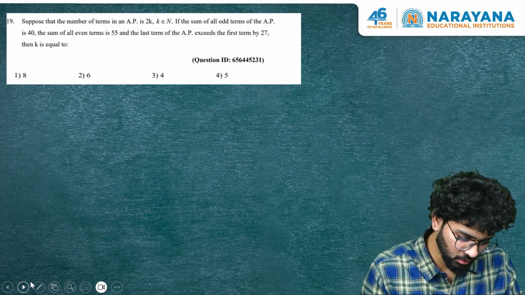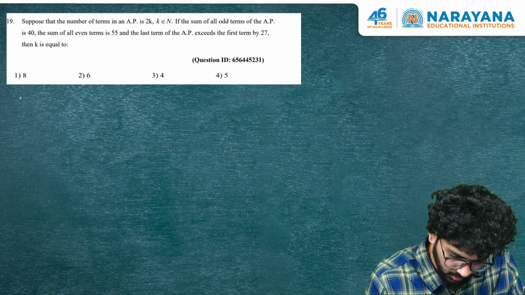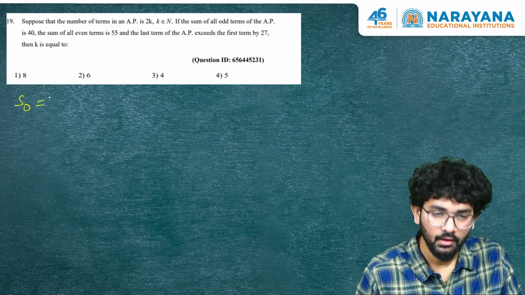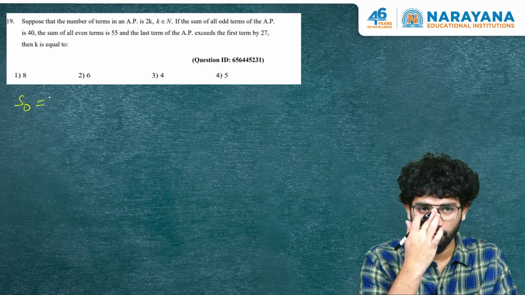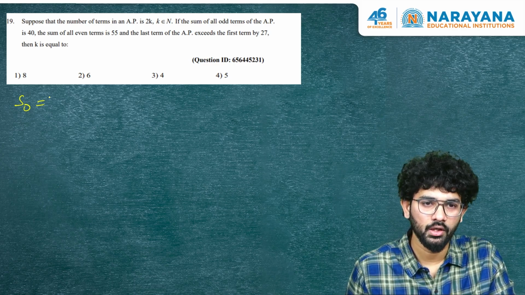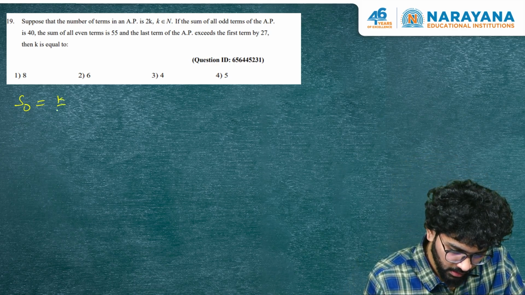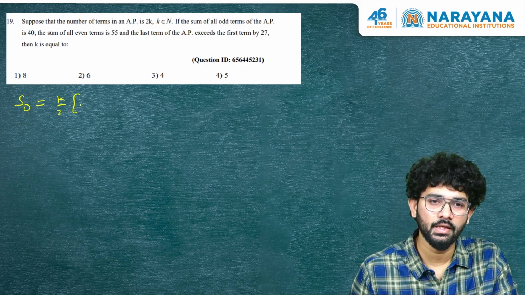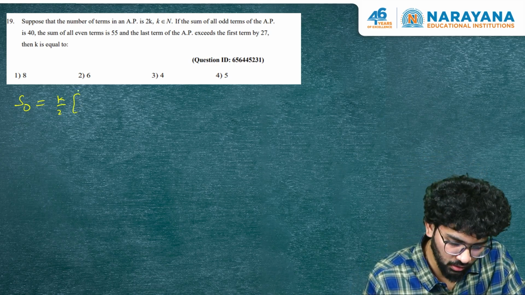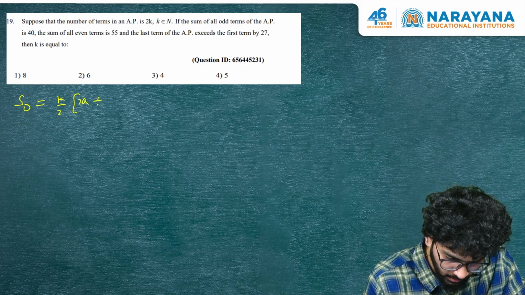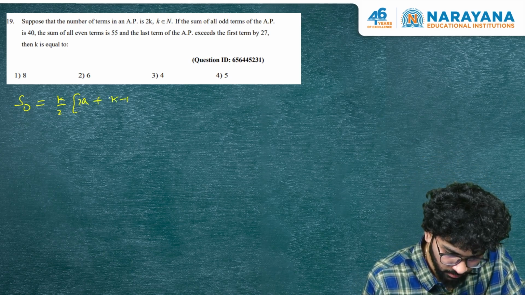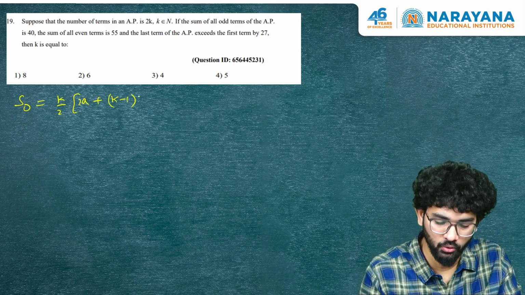So he has given 2k number of terms. If I take the sum of odd terms, the number of terms will be k, because the total number of terms is 2k, half of the terms will be odd and half will be even. So k by 2 into 2a, where the first term a is itself an odd term, plus the number of terms k, k minus 1 into the common difference between the odd terms, which will be 2d.